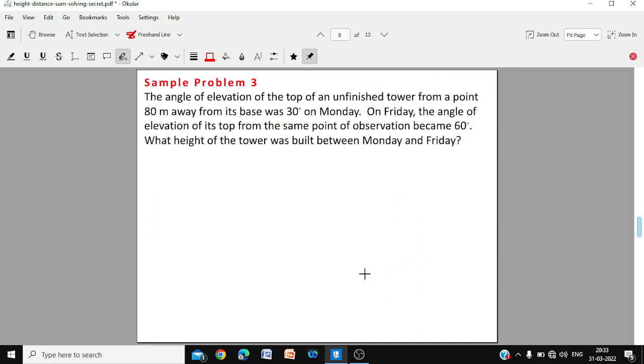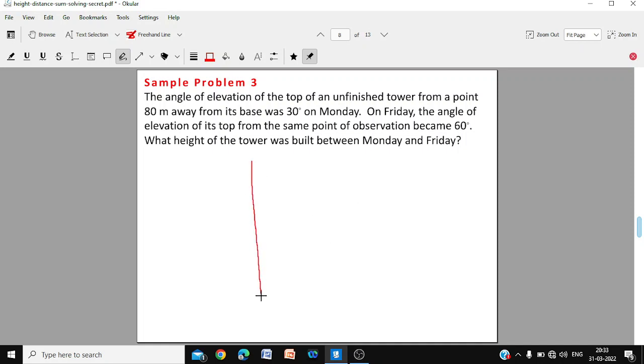Sample problem 2. The angle of elevation of the top of an unfinished tower from a point 80 meters away from the base was 30 degrees on Monday. On Friday, the angle of elevation became 60 degrees. Find the height of the tower that was built between these 2 days, during this intermediate period.